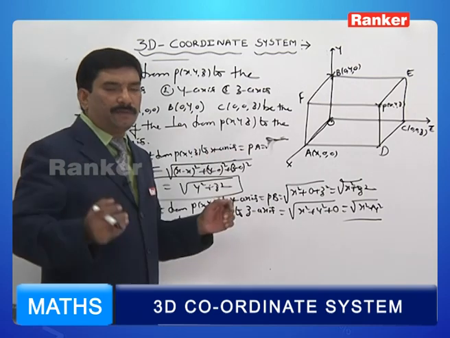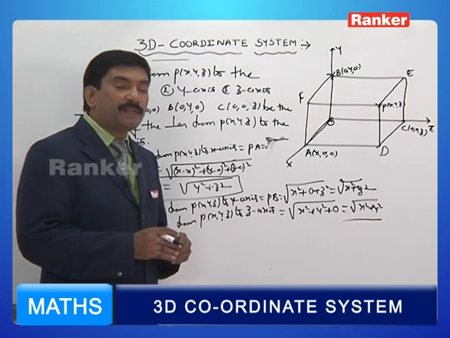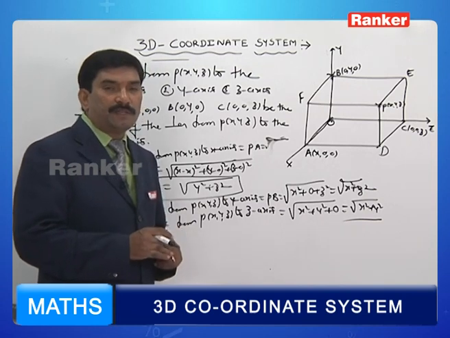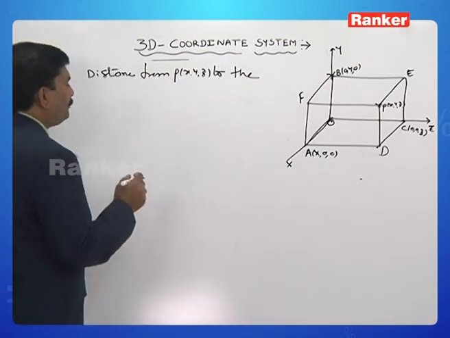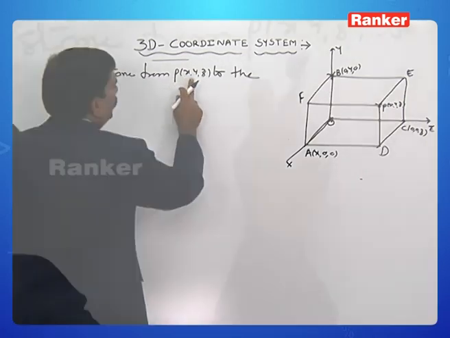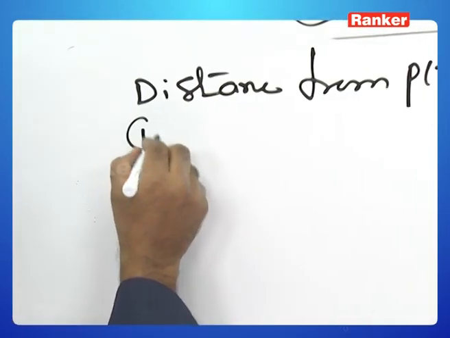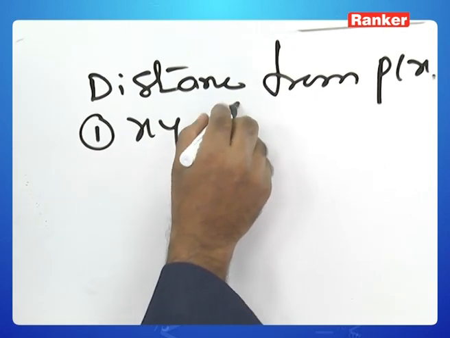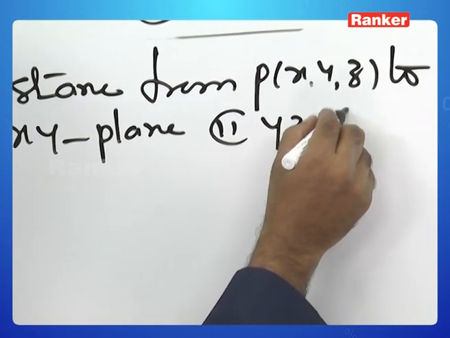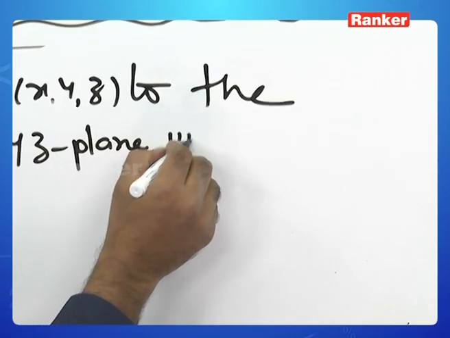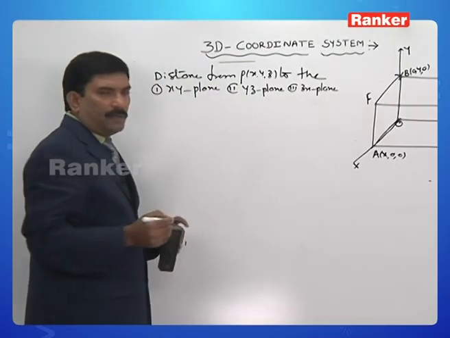In the same fashion, we can also find the distance from the point P(x, y, z), which is in space, to the three coordinate planes. Let us see how it is. Now, the distance from the point P(x, y, z) to the first one, the xy plane. Second one is the yz plane, and the zx plane.